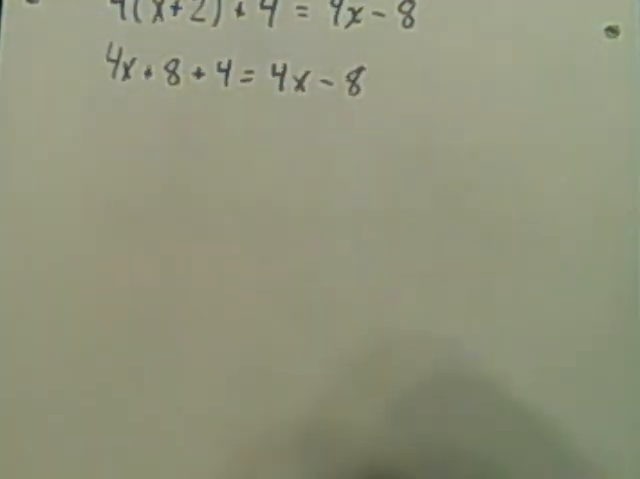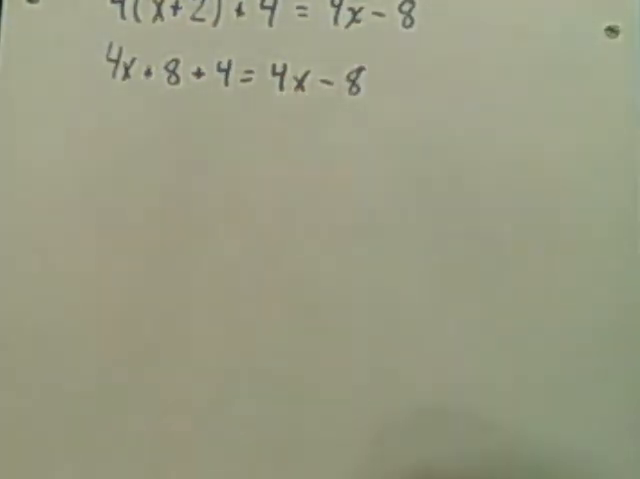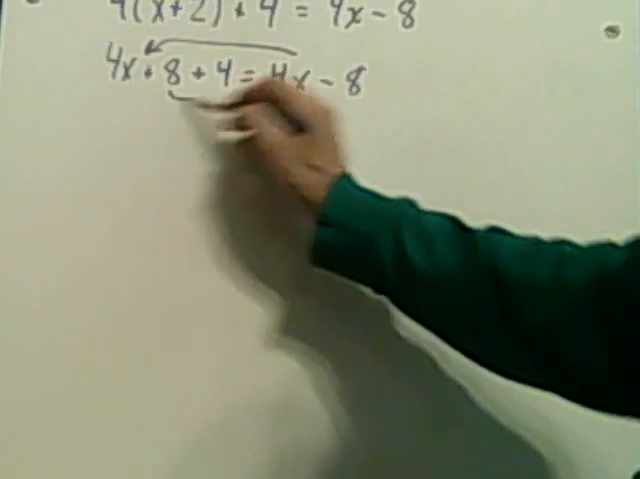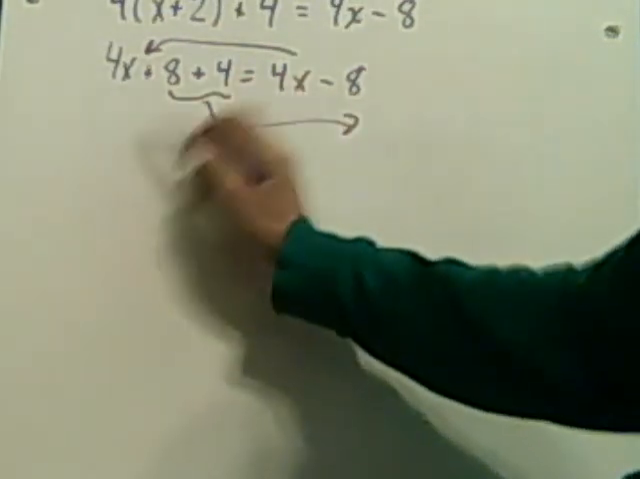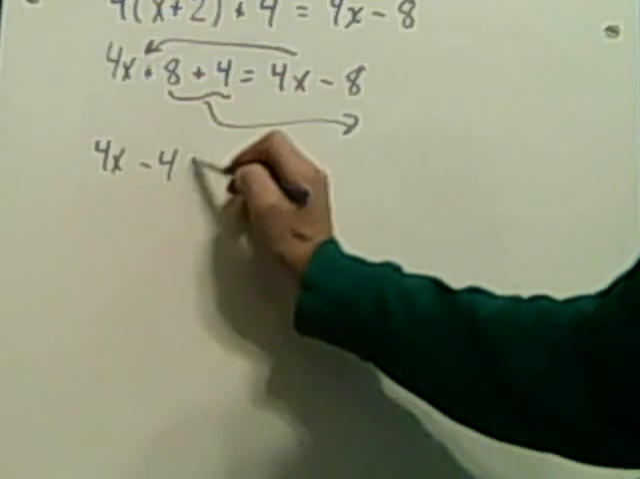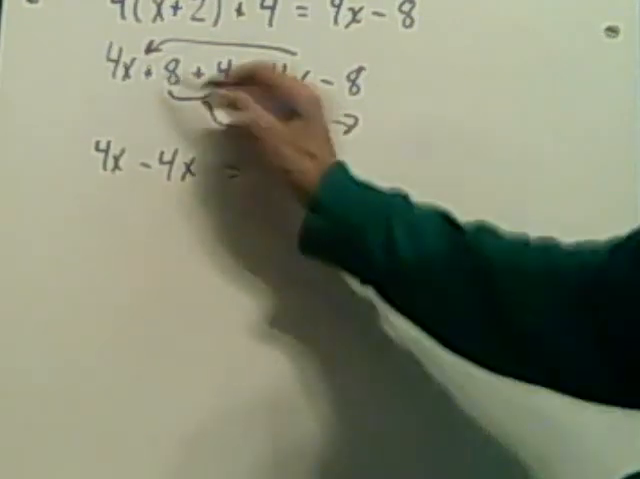Okay, this looks like another trick question. We put the 4x on this side and put these two numbers over on the other side. So when I put the 4x on this side, it's going to be negative 4x. That's equal to 12.